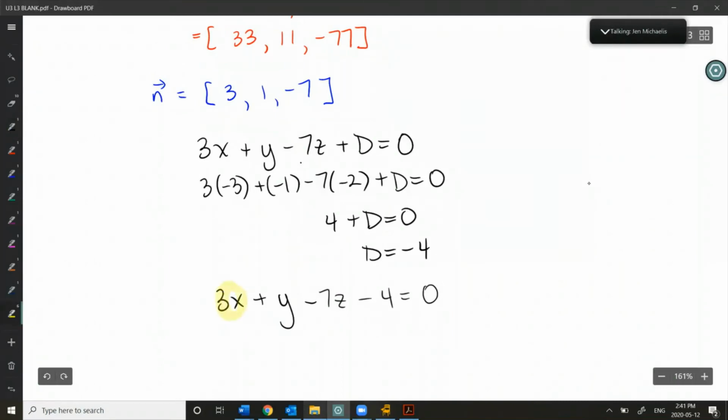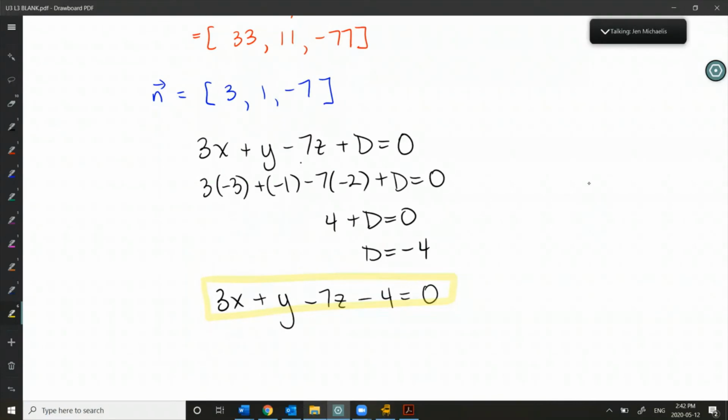You will also notice again that the first coefficient in front of x here is positive. And you'll notice that the equation of the plane is fully reduced, meaning that each coefficient does not have any common multiple that could be factored out. Now, if I left it as 33, 11, -77, you would probably get -44 here, and then you would want to divide out the common factor of 11 in order to get your scalar equation in simplest form.